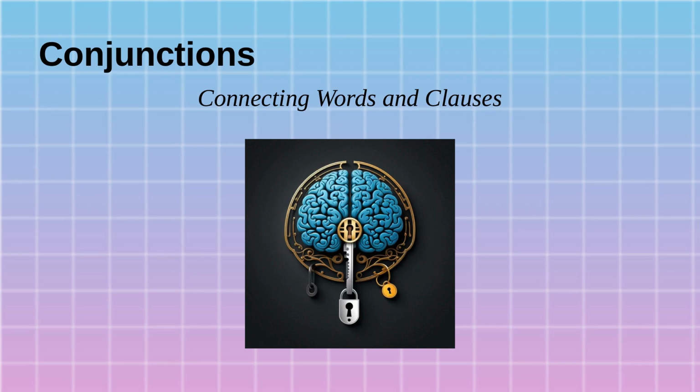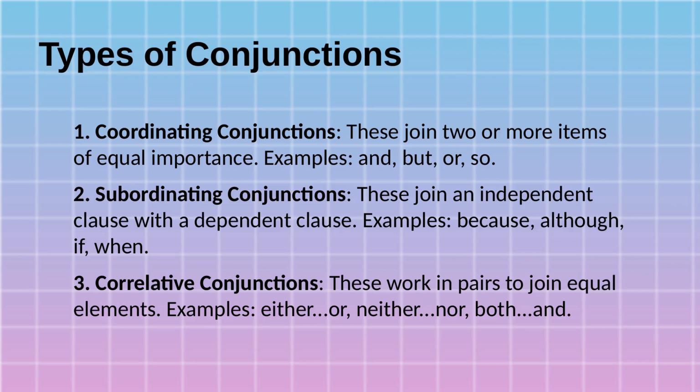Conjunctions are words that connect other words, phrases, or clauses in a sentence. Understanding how to use them can help you create more complex and interesting sentences. Let's dive in. Firstly, let's look at the types of conjunctions. There are three main types.